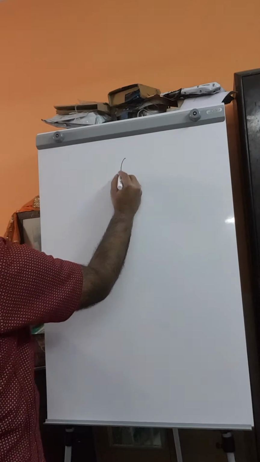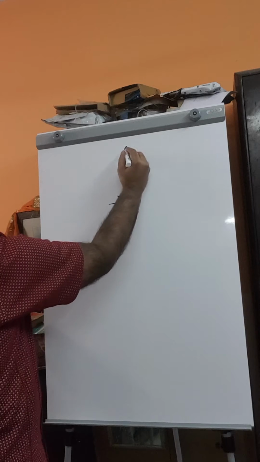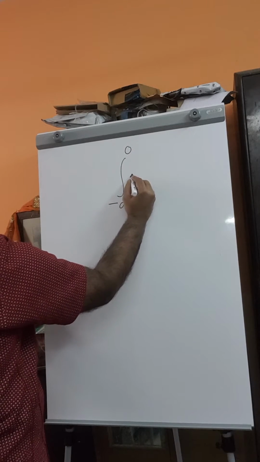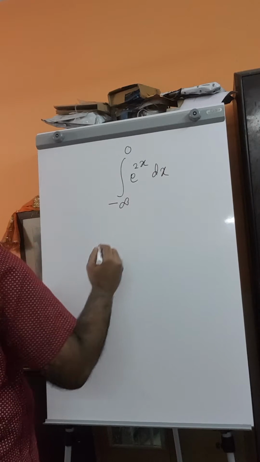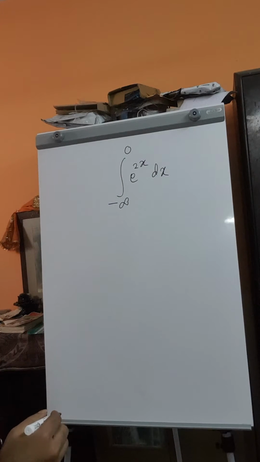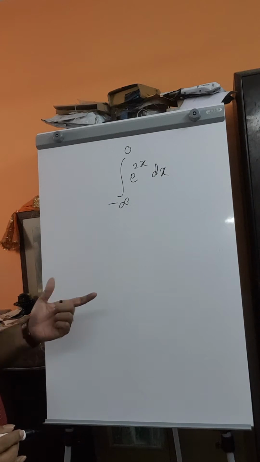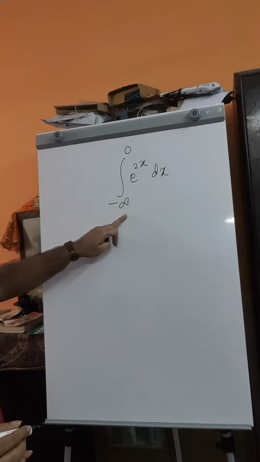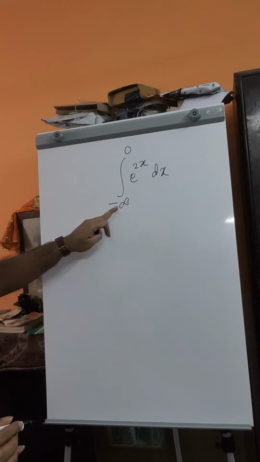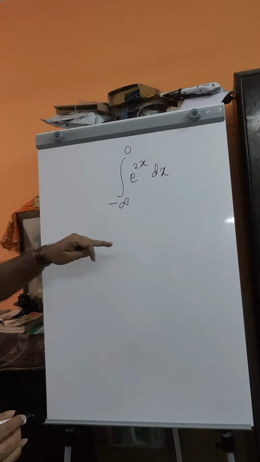Integral from minus infinity to 0 of e to the power 2x dx. So this is also, as we can see, a type 1 improper integral of the first kind. This comes under case 1. The previous problem comes under case 2 actually.